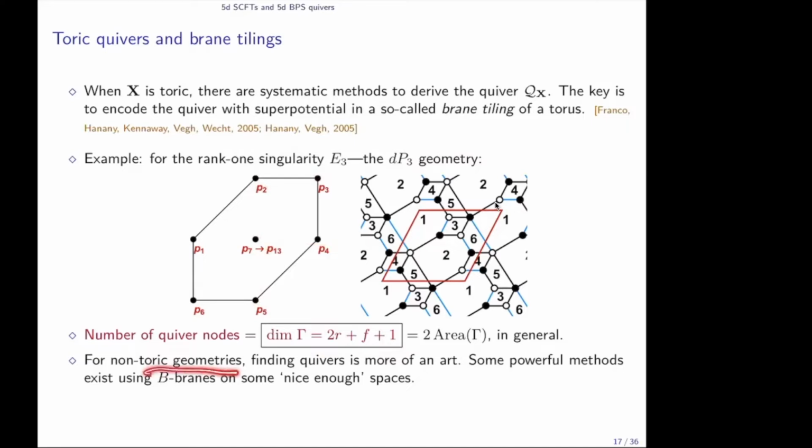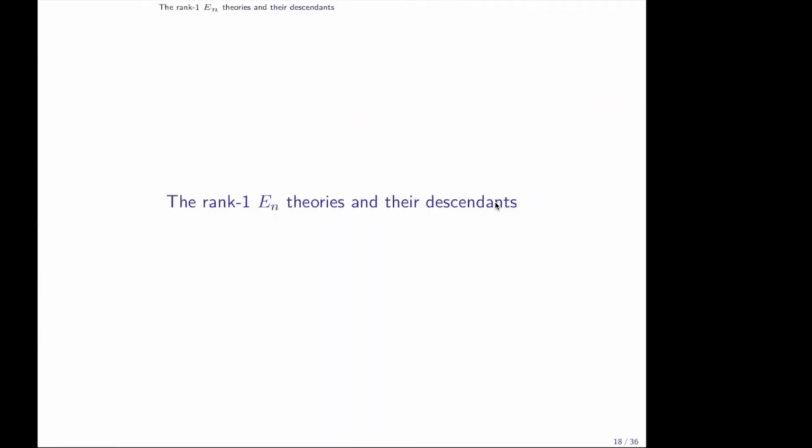Now, for non-toric geometry, finding the quiver is more of an art, and that's maybe one motivation for what I want to say later. Some powerful methods exist in some cases using B-branes, but it's fair to say that for generic singularities, in particular generic canonical singularities, which are not completely understood even in 5D language, the 5D BPS quiver is still not known in general. There are many cases which are known, but we don't have a completely systematic method.